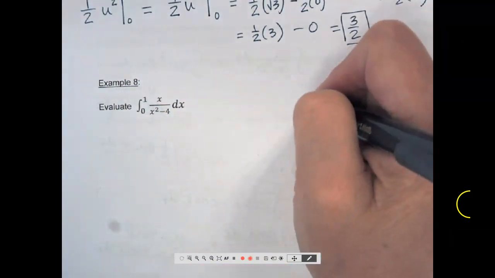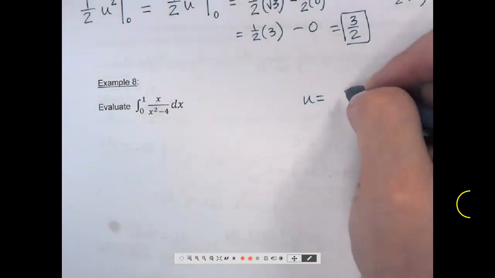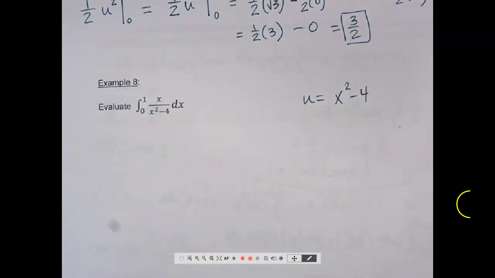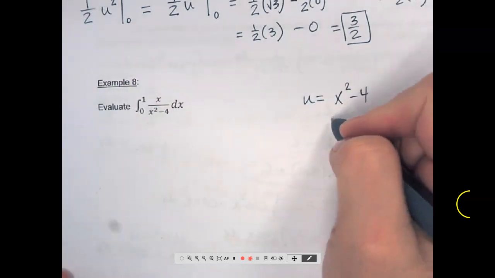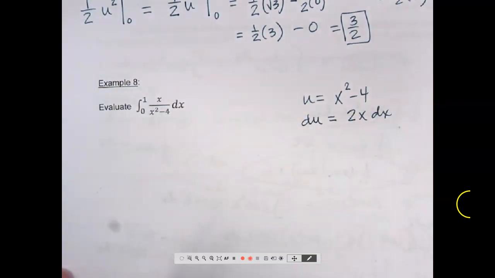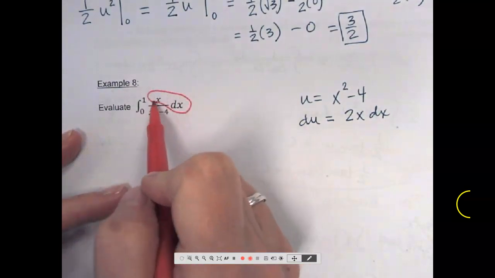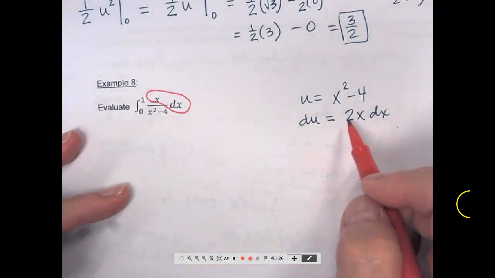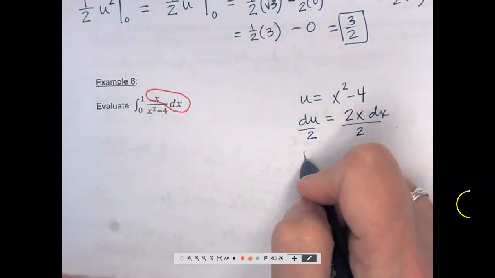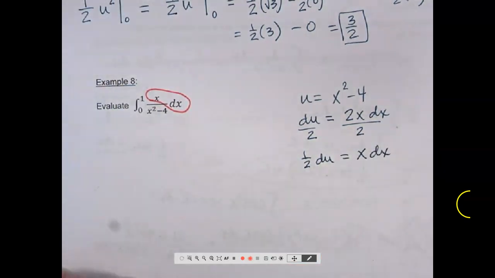Okay, what could we make u equal? x squared minus 4. Is that just a guess? No, because of the denominator. Okay, du is 2x dx. Now you can see why this will work, hopefully. Here's your x dx. I don't have the 2, so we're going to divide by 2. And 1/2 du will replace x dx.